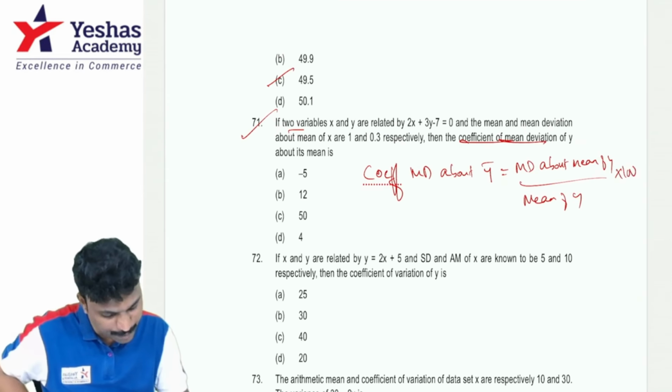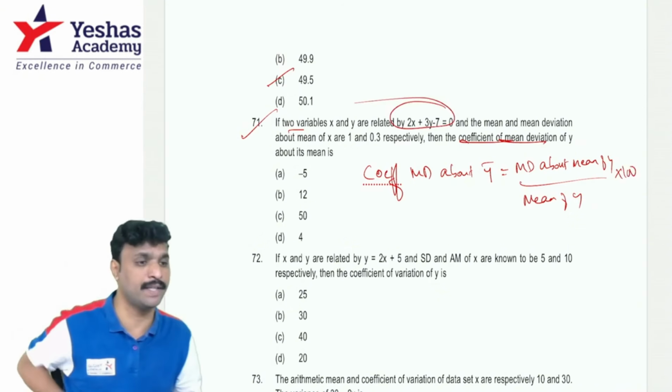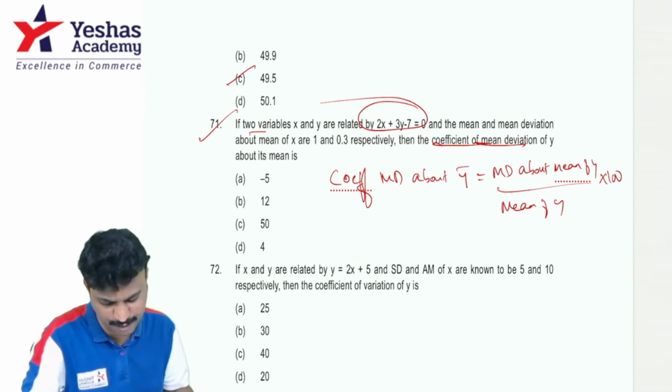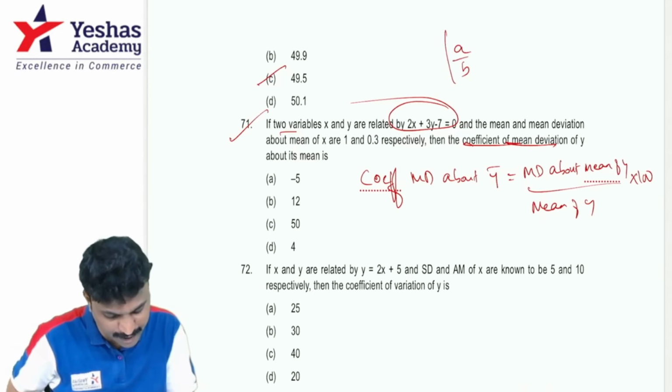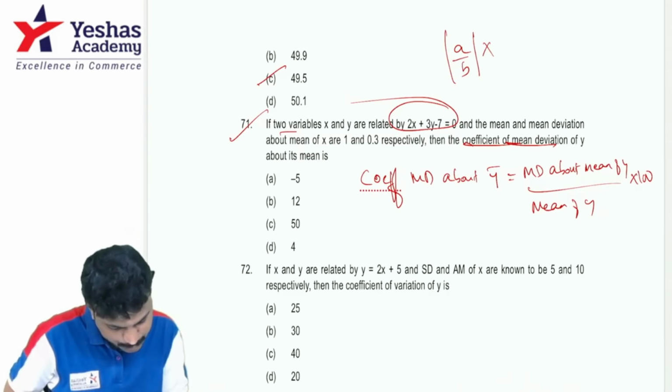Guys, I'm given an equation. So MD means the dispersion measure. For a dispersion measure, what should I take? Mod A by B into the dispersion of x. What is the dispersion of x given?